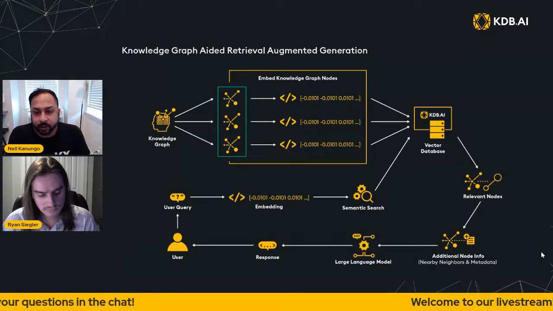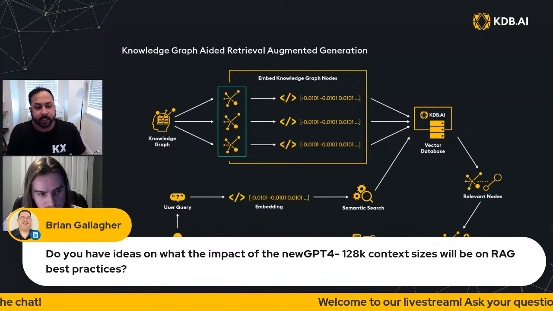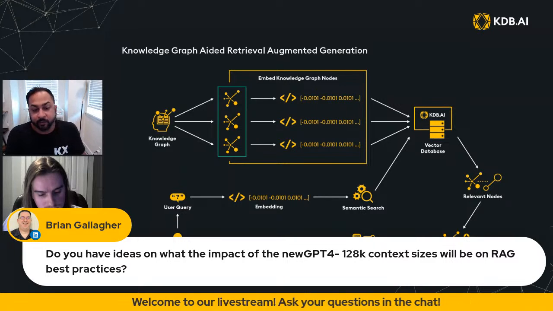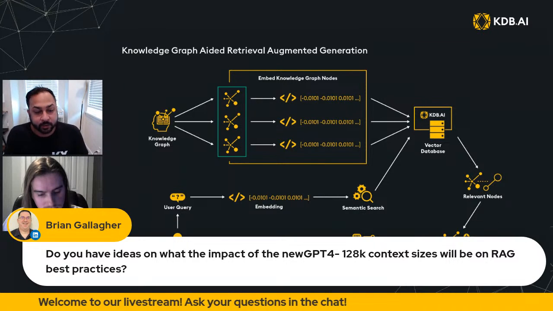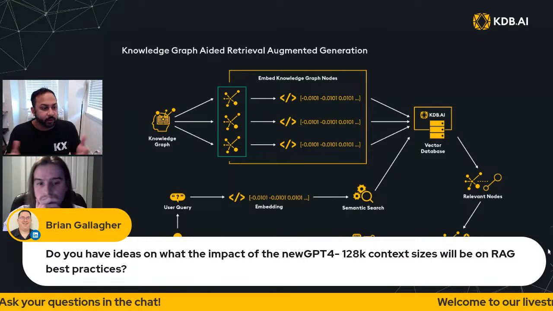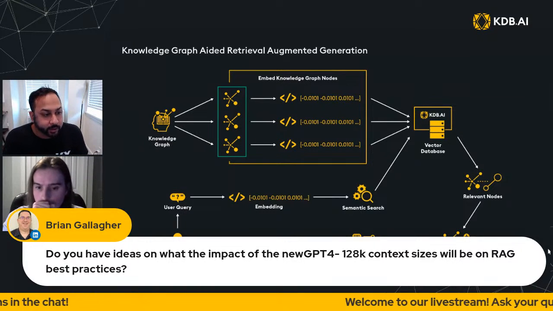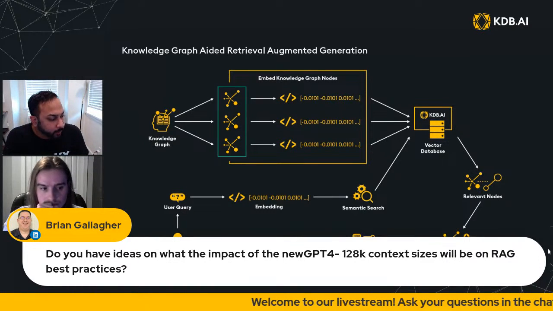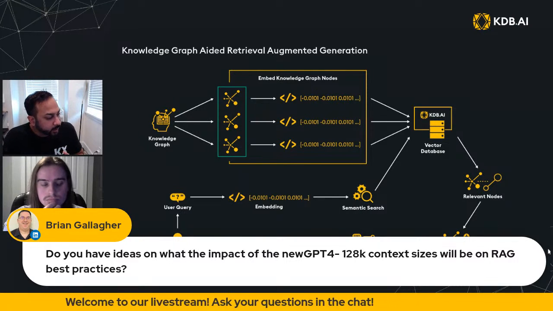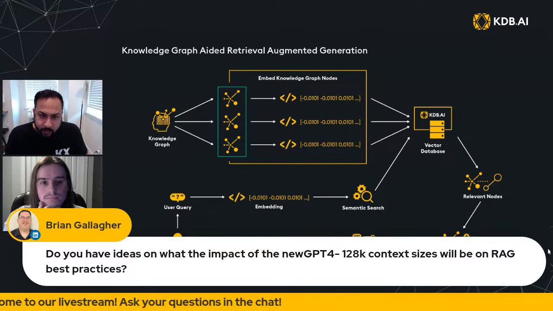I had an interesting question from Brian Gallagher, and he was asking, do you have ideas on what the impact of new GPT-4 128K context sizes will be on RAG best practices? I don't know if you saw that. Yeah. It's about the equivalent of a 300-page book that you can now put into the context window. And I just wanted to add my quick thoughts on it is that these context windows are getting longer.